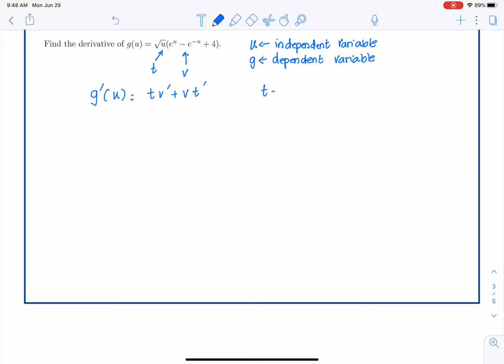So t is square root of u, which is u raised to 1/2. v is e raised to u minus e raised to negative u plus 4. t prime is 1/2 u raised to 1/2 minus 1. v prime is e raised to u. We know the derivative of e raised to negative u is negative e raised to negative u. And the derivative of that constant is 0. So we have e raised to u plus e raised to negative u.